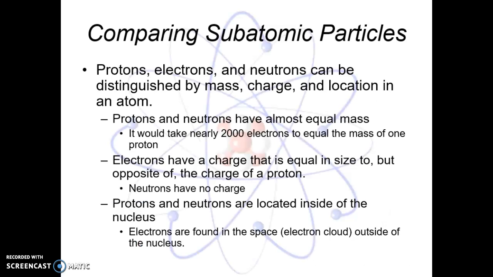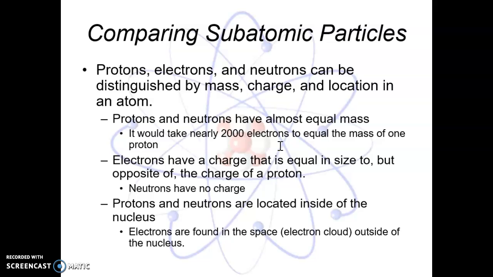To compare the subatomic particles, they can be distinguished by their mass, their charge, as well as their location in the atom. There's a chart in 4.2 that goes through this with you. As far as protons and neutrons go, these have almost equal mass. And when we talk about the atomic mass of an atom, we're only using the mass of the protons plus the mass of the neutrons. We don't count electrons because electrons have charge that's equal in size to that of protons, but electrons are way, way, way smaller. It takes about 2,000 electrons to equal the mass of one proton. So we don't count the mass of electrons, okay?